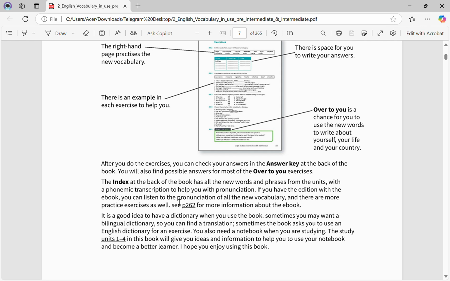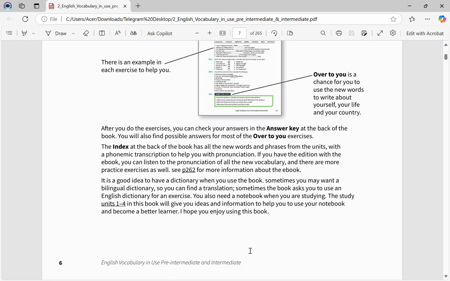It's a good idea to have a dictionary when you use the book. Sometimes you may want a bilingual dictionary so you can find a translation. Sometimes the book asks you to use an English dictionary for an exercise. You also need a notebook. Okay, you also need a notebook. Units 1 to 4 in this book will give you ideas and information to help you use your notebook and become a better learner.